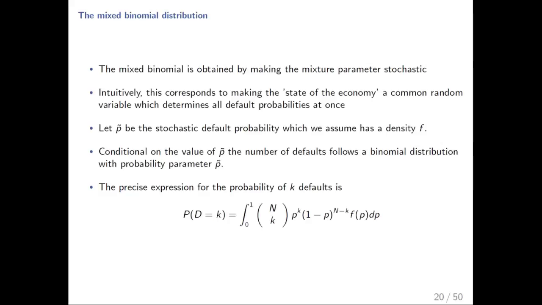Or they're going to be a draw from a right-hand tail where all the probabilities go up. And that's going to introduce correlation. So we're going to make the p stochastic by giving it a density. We're going to assume it has a density f. So our p is going to become a p tilde. And we're going to introduce that p tilde into the binomial distribution.